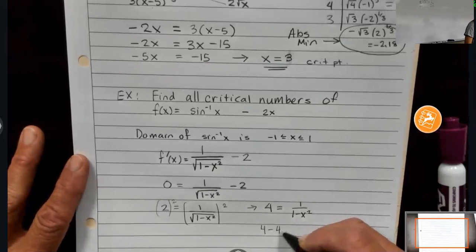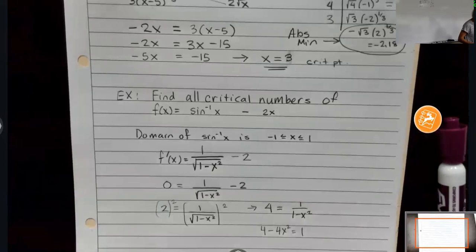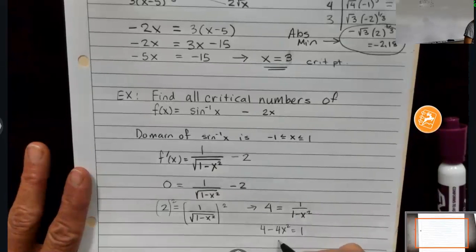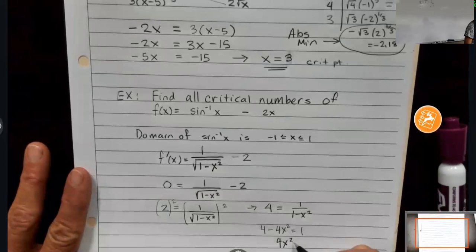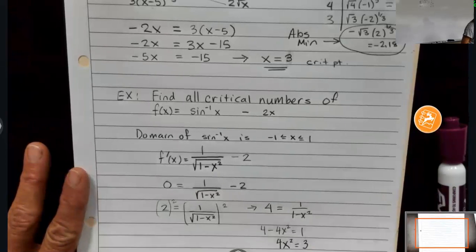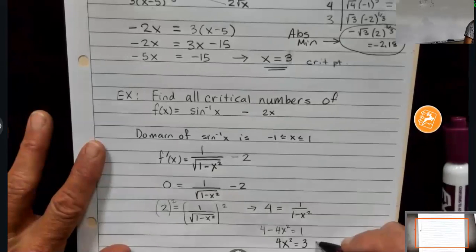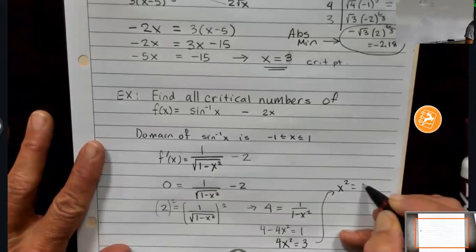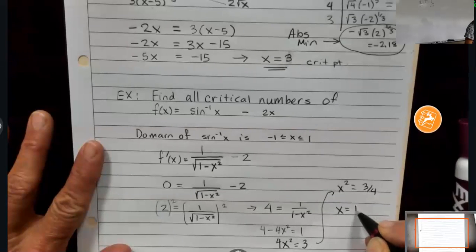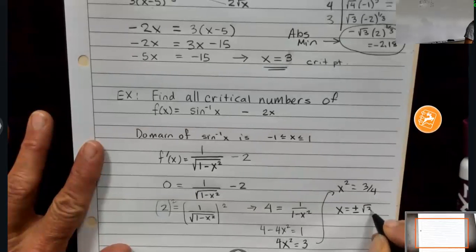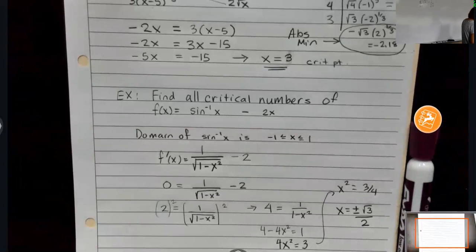So I have 4 minus 4x squared is equal to 1. Subtract 4, and I'll have minus 4x squared is equal to negative 3. I'm going to cancel the 2 negatives. And so we get x squared is 3/4. So x is plus or minus the square root of 3/4. So we're getting 2 critical numbers. Square root of 3 over 2 and negative square root of 3 over 2. Okay?